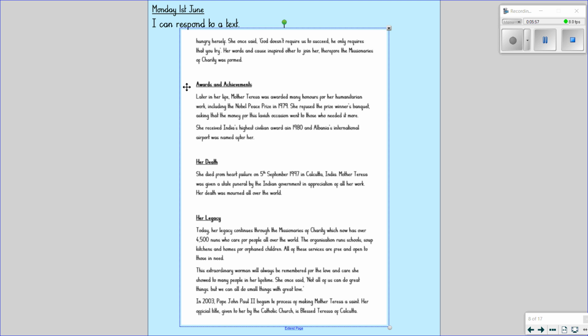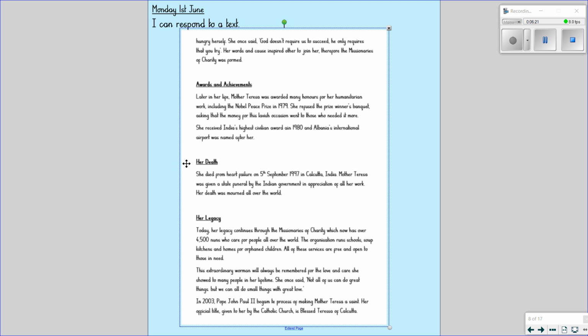Awards and achievement. Later in life, Mother Teresa was awarded many honours for her humanitarian work, including the Nobel Peace Prize in 1979. She refused the prize winners' banquet, asking that the money for this lavish occasion went to those who needed it more. She received India's highest civilian award in 1980, and Albania's international airport was named after her.